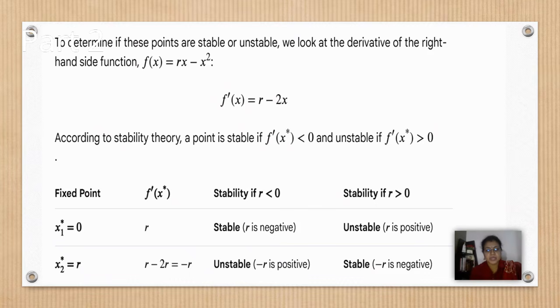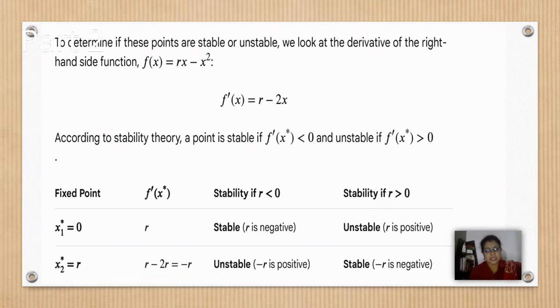So what do I do here? I'll do the mathematical analysis. How am I going to get the fixed point? rx minus x square is equal to 0. So if you take x outside, it is going to be x into r minus x. So we can have two fixed points. One is x star is equal to 0 and another one is x star is equal to r. So two fixed points. Now how do we determine its stability?